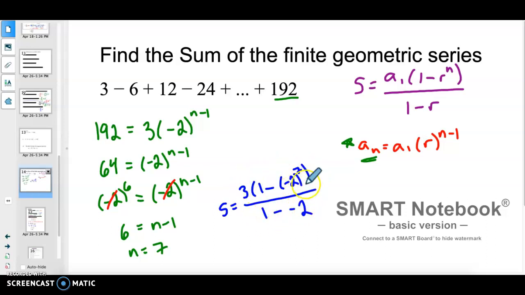If you were to type this into your calculator, make sure if you don't have a calculator that allows you to do fractions, put parentheses around this entire numerator and then do divided by the denominator. So when you do type that into the calculator, you should get that the sum is 129. So that is how you can approach a problem if it doesn't tell you the n in arithmetic or in geometric.